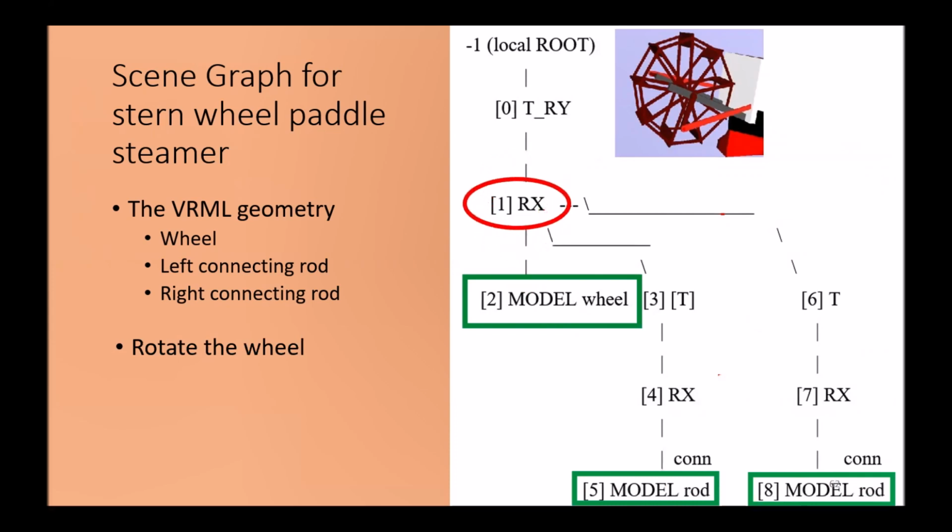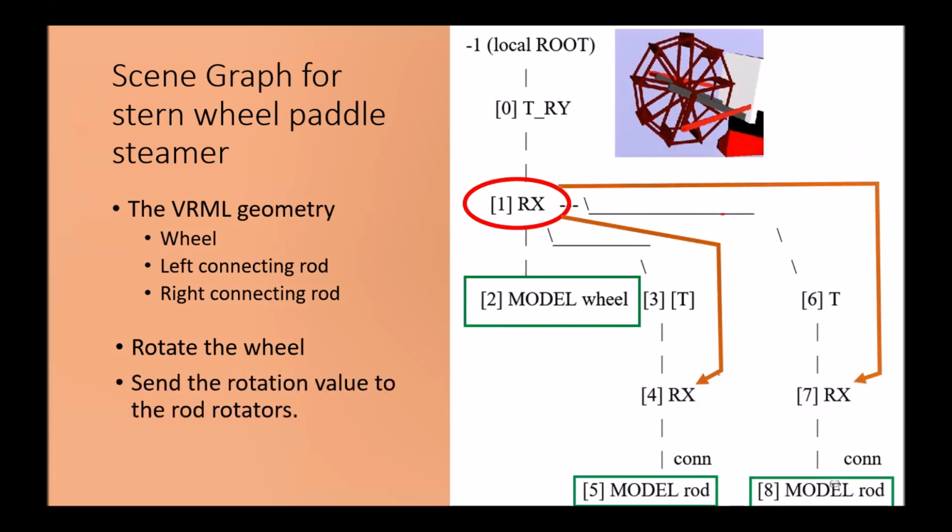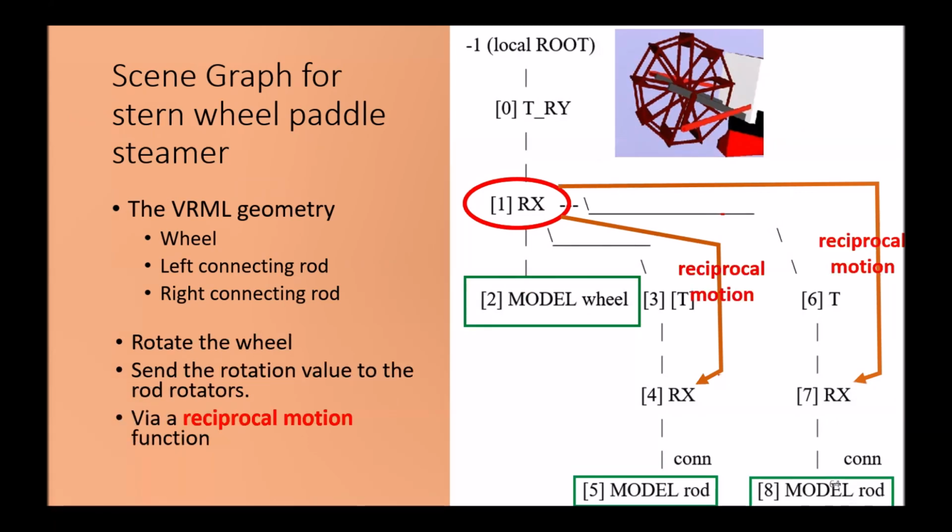This node controls the rotation of the wheel. As time progresses, the node's value changes, making the wheel turn. The updated value is transferred to these 2 other nodes, which control the angles made by the connecting rods. That value is processed by a reciprocal motion function to determine the correct angles for the 2 rods. In the case of more complicated mechanisms such as locomotive valve gear and the parallel motion in the beam engine, lookup tables determine the angles and locations of the various moving parts.